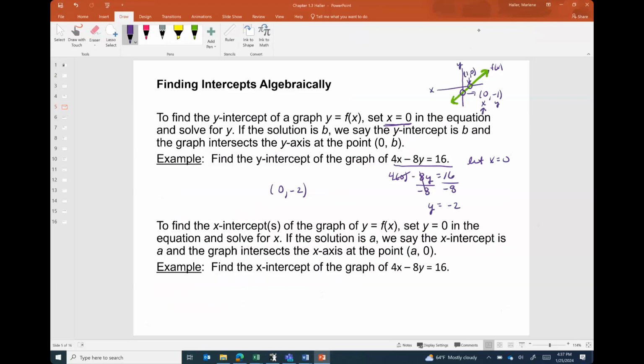All right, so because of that fact, if we want to find the x-intercept, we have to let y equal 0 and solve for x. So we will let y equal 0 and substitute that into our equation. So then we'll have 4x minus 8 times 0 equal to 16. Of course, 8 times 0 is just 0. So we have 4x equal to 16. And then when we divide both sides by 4, we see that x is equal to 16 divided by 4, or 4. So our x-intercept occurs at the point with the coordinates 4, 0.